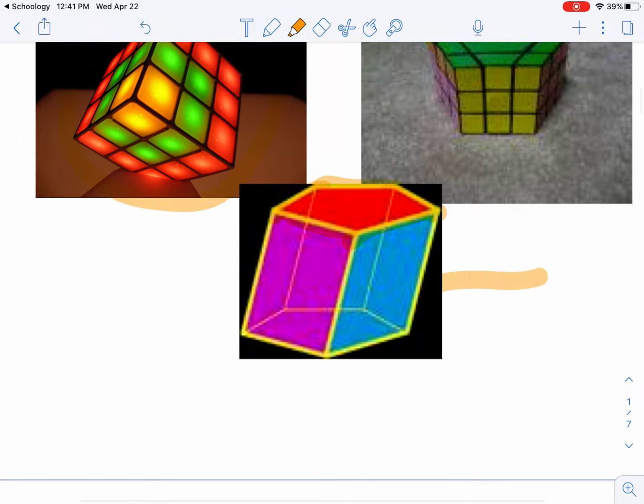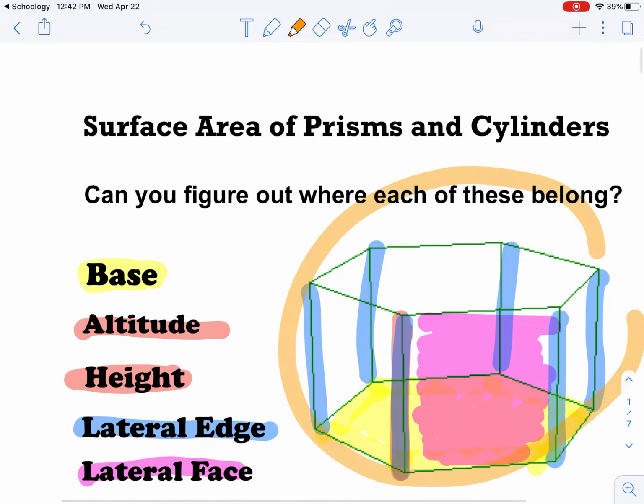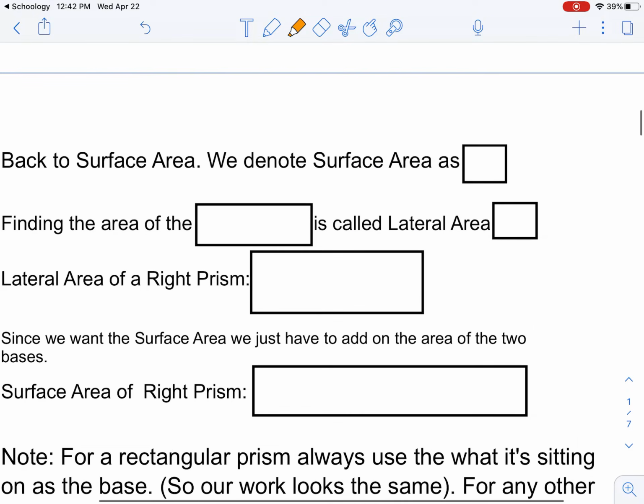Now this one, notice it looks like someone bumped into it and it's leaning to the side. That's called an oblique prism. This one right here, which is standing straight up, is a right prism. If it looks like someone budged into it and knocked it over, it's oblique. If it's not like that, it is right. And most of the ones we work with are right prisms.